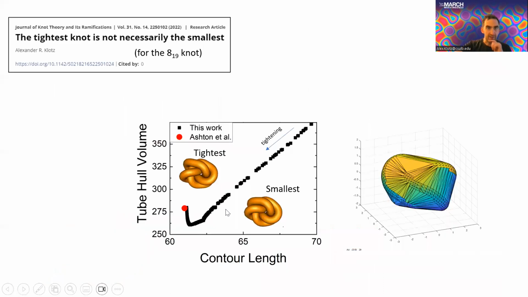And if you've seen the title of my paper, you know that the answer is no. The tightest knot is not necessarily the smallest. Well, the counterexample I found was the 8_19 knot, which has a tightest configuration that is bigger than a looser one. I'm sure there's more out there, but I only needed to find one.